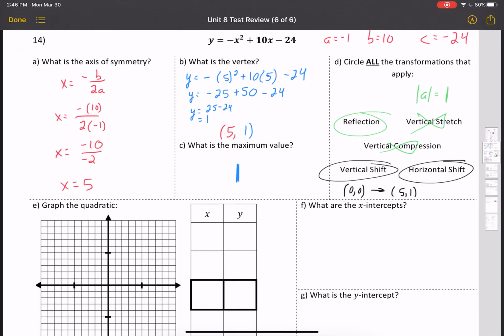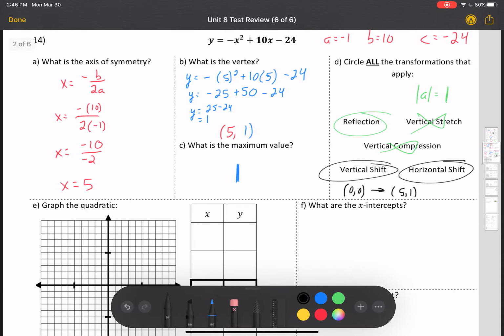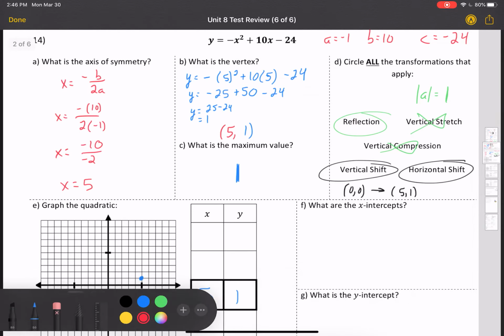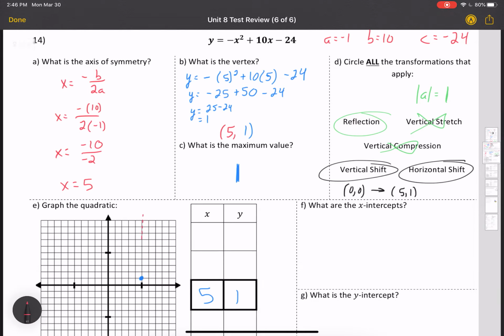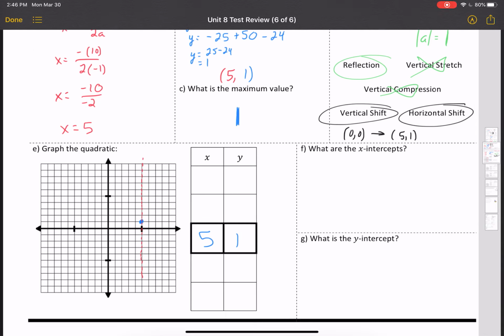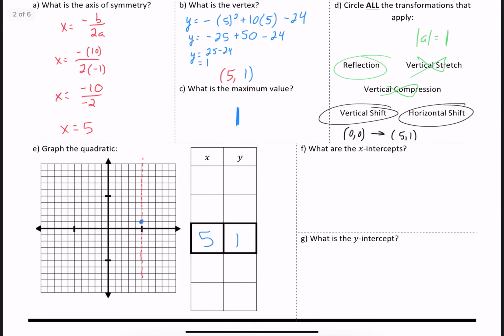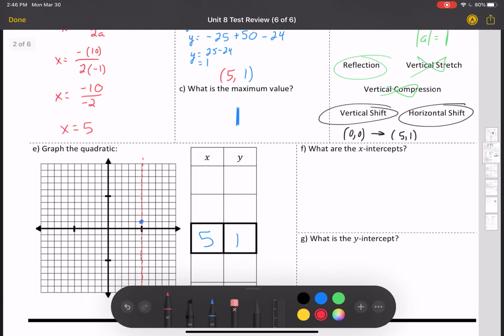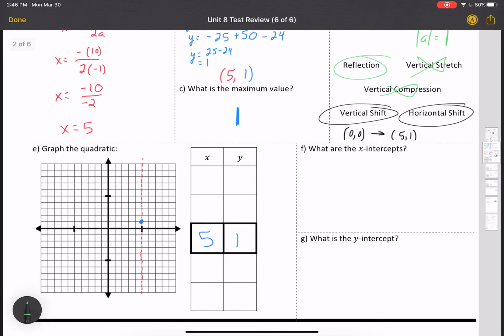So where we should start is our vertex. Our vertex is 5, 1. So I'm going to graph 5, 1. Next, what I'm going to do is I'm going to put in my axis of symmetry. Axis of symmetry is just that vertical line that goes through the vertex, cutting the parabola in half. Okay. Now we need to get other points to plot on this. So I'm just going to pick points that lie around my vertex.